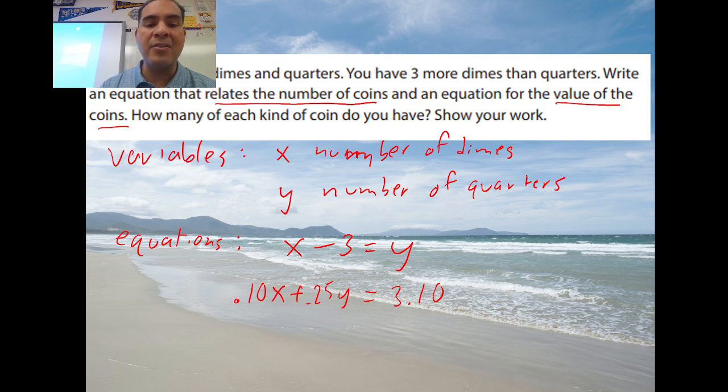So here we have our system of equations. x minus 3 is equal to y, and 0.10x plus 0.25y equals $3.10. I'll leave it to you now to solve this system of equations. I would recommend checking your work in Desmos, so solve the equations in Desmos as well.